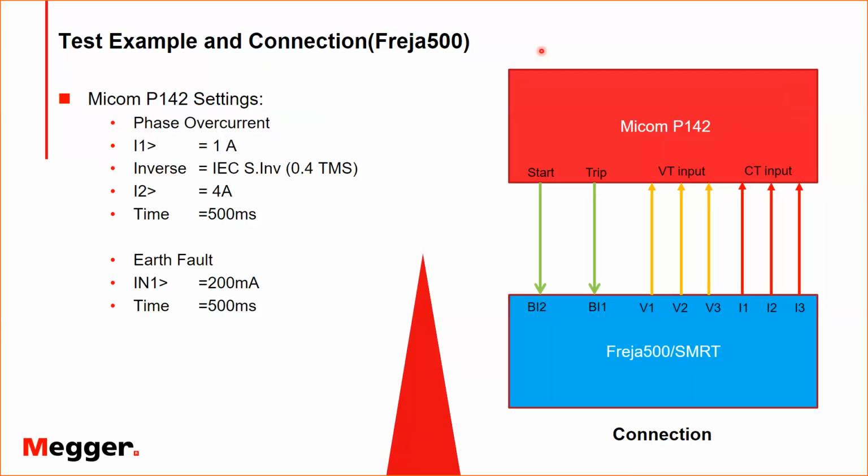For us today, we are using the Frege 500, 546 in particular, and it's connected to a MiCOM P142 relay, having the start contact connected to binary input 2, the trip contact connected to binary input 1, 3 voltage inputs, and 3 current inputs. Now, for the earth fault, I am making a loop at the end of the return path of the 3 currents and connecting it to the 4th CT of my relay, and then returning it back to my test equipment.